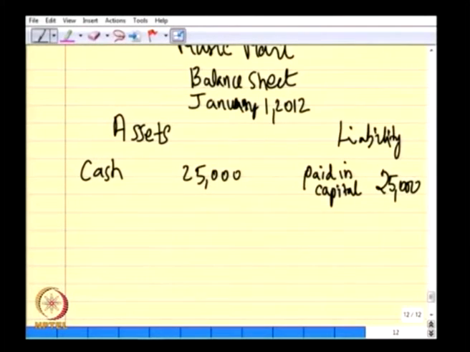Paid in capital 25,000. Is this a balance sheet? Yes, it is a balance sheet. Why is it a balance sheet? Because it represents assets and liabilities of the entity, and 25,000 is the asset, 25,000 is the liability. It is a balance sheet. It is the simplest form of a balance sheet.